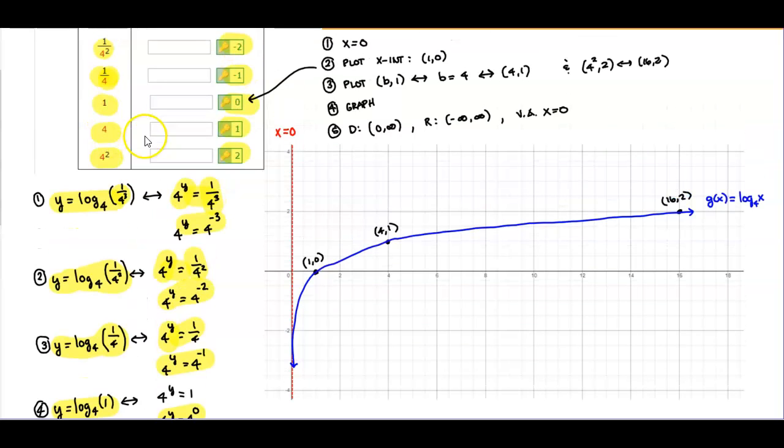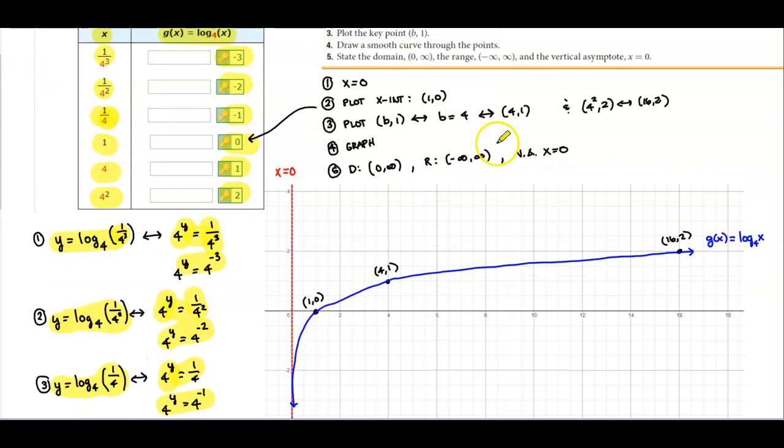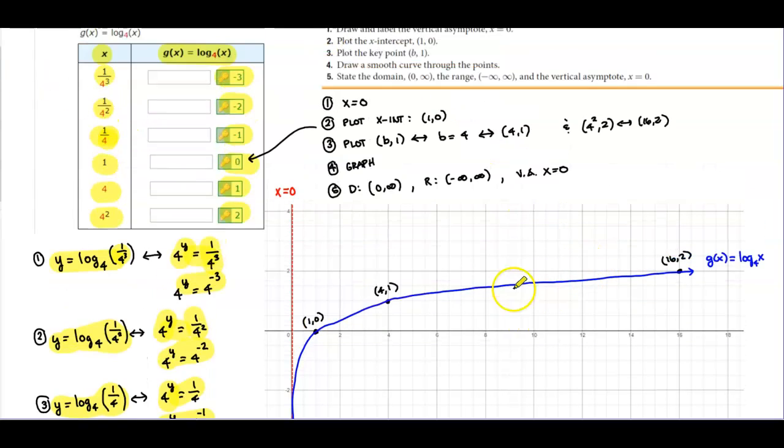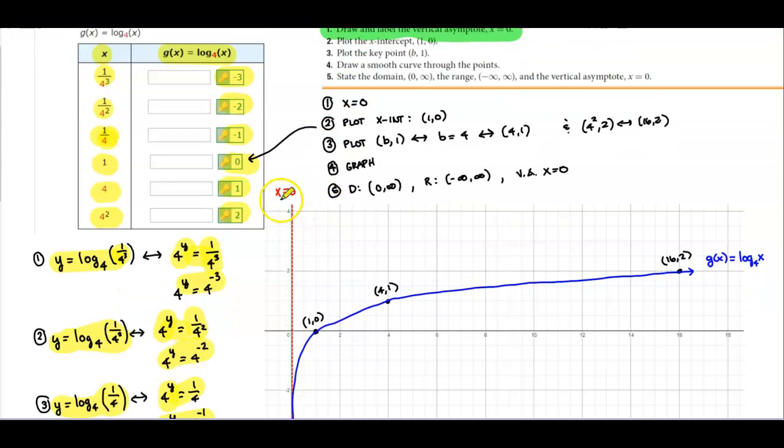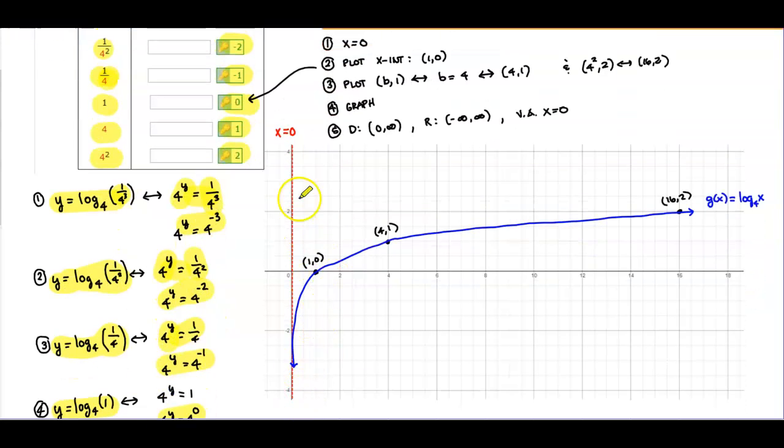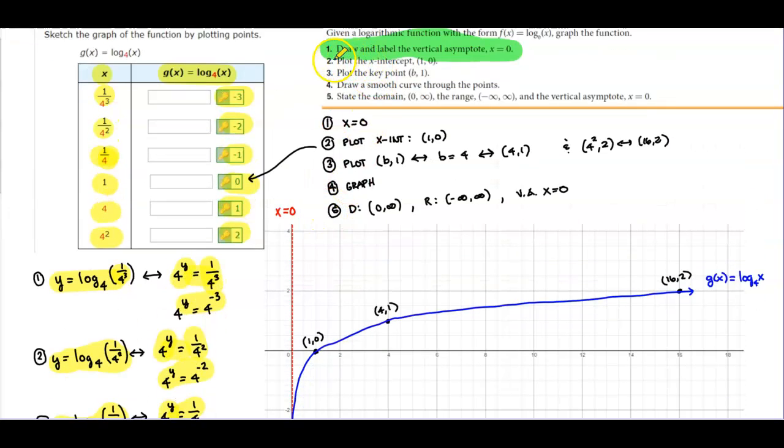And so we can go ahead and plot those on our graph, okay? But let's follow the instructions that they have given here. It says, given a logarithmic function in this form, we want to graph the function. So the first thing we do is draw and label a vertical asymptote. Okay, and that vertical asymptote is x is equal to 0. So there is our vertical asymptote. Number 2, we're going to plot the x-intercept. And the x-intercept is 1, 0.